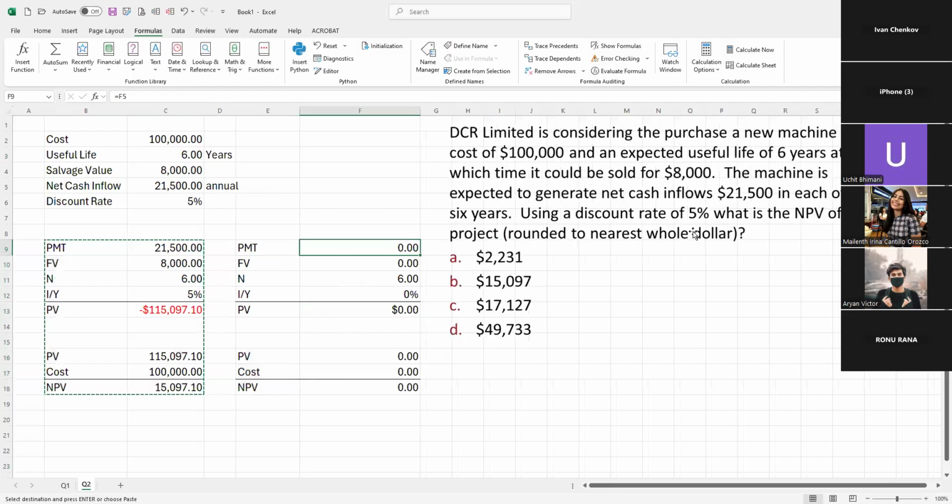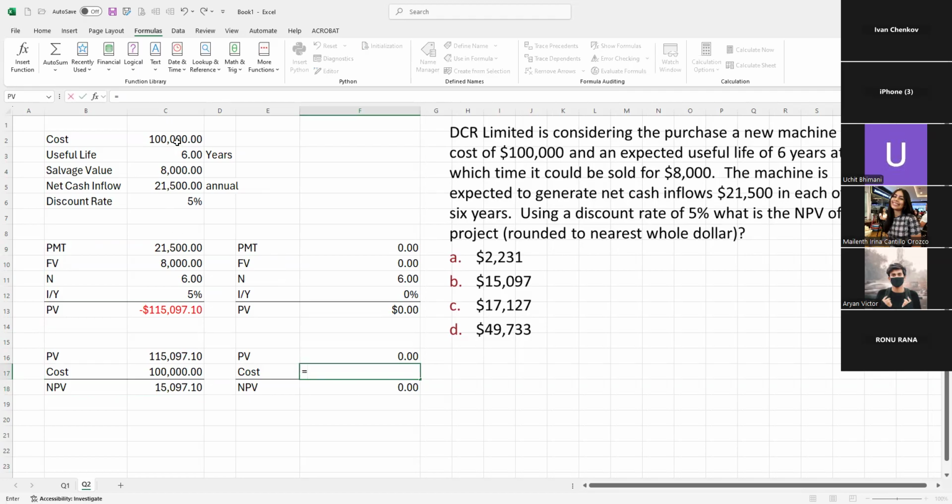Now the question is, what will be the actual return on this investment? Meaning, where is the point that the net present value is 0? In order to calculate that and to see what's my actual return, I'm still going to use my cost, 100,000. I'm still going to use the formula. Now I'm chasing the net present value to become 0.